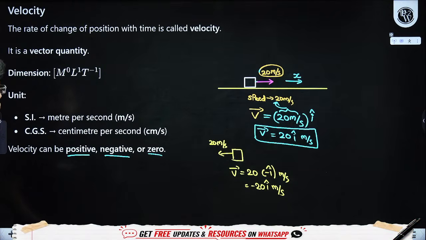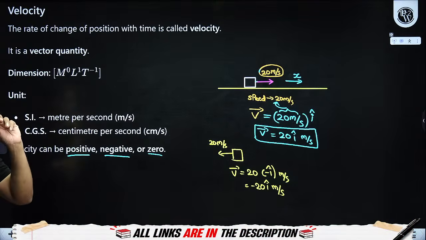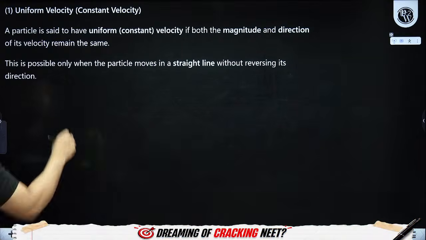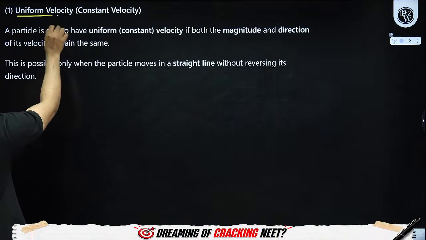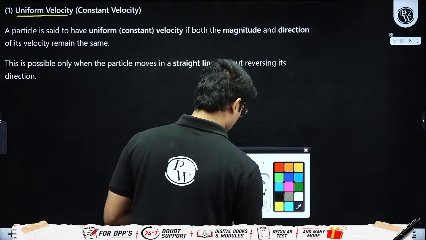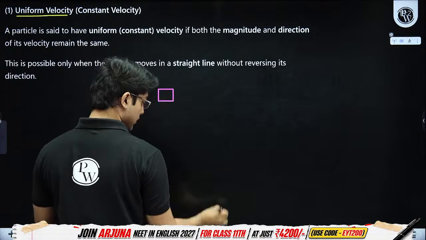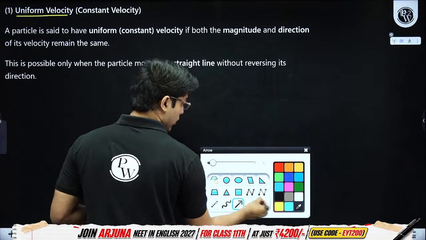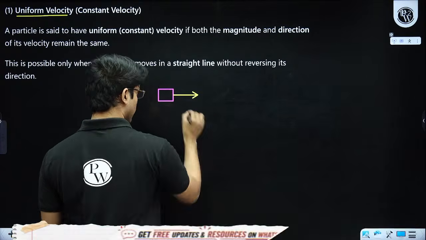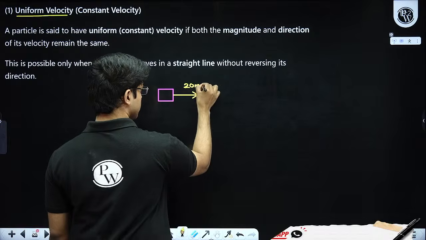So that is all in this slide. Then, uniform velocity, here there is an important point. What does it mean by a constant velocity? Constant velocity is a vector, right? So if I say velocity is constant, like in this block example, its speed is 20 meters per second.